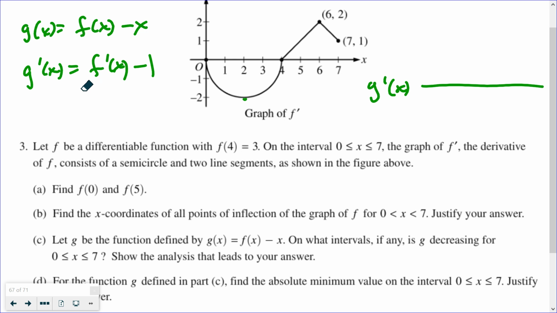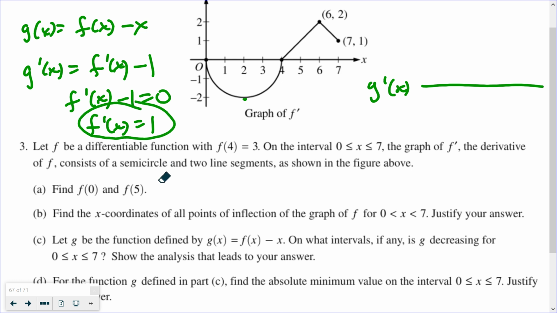Well, that means you need to know when g prime of x is equal to 0, which would be when f prime of x minus 1 is equal to 0, which means you need to know when f prime of x is equal to 1. Correct? You get a point just for this, what I just boxed. And then you just need to know when f prime of x is 1, and it's 1 right there. Correct, everyone? So you could put an x equals 5 right there.